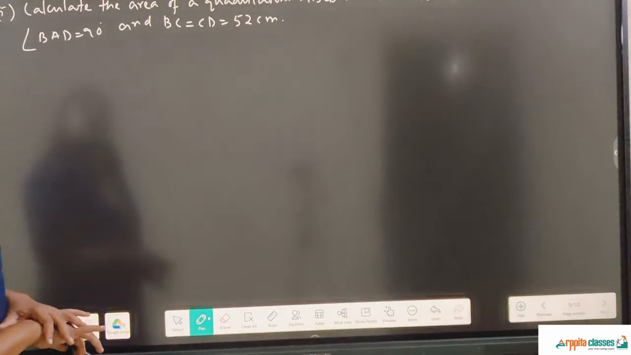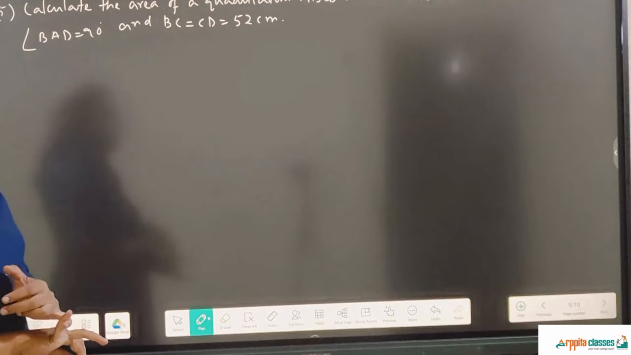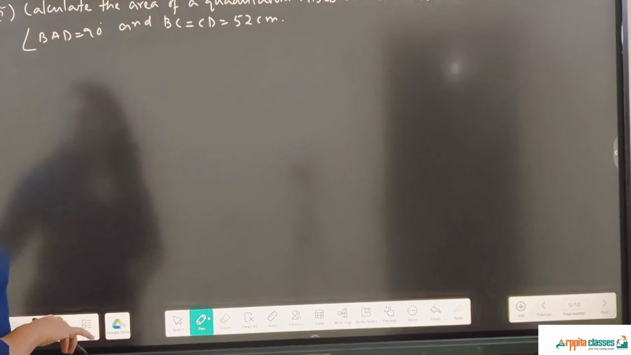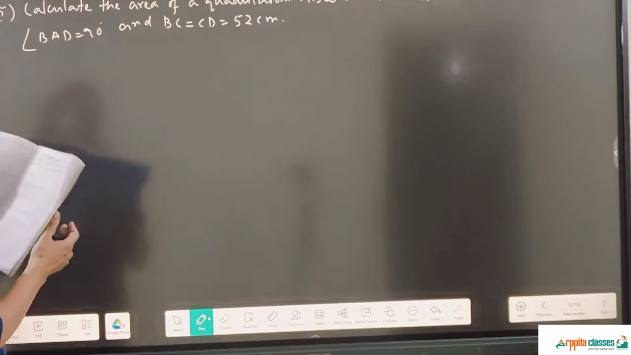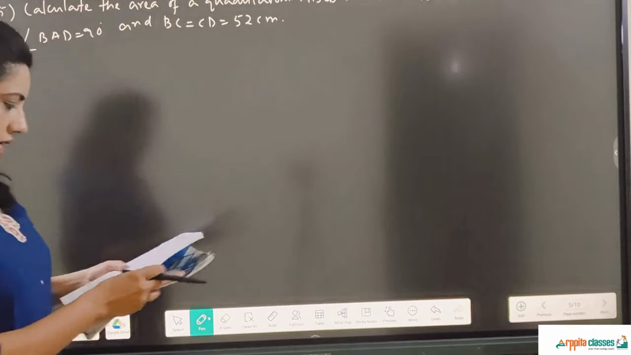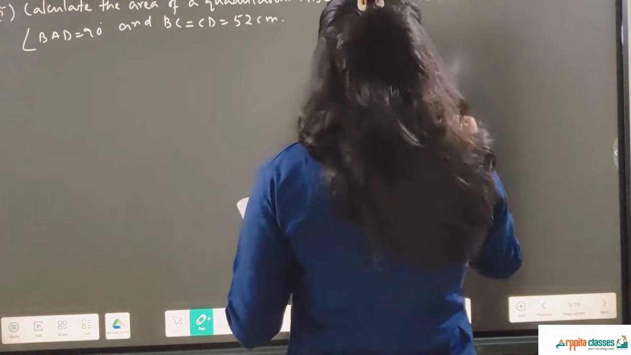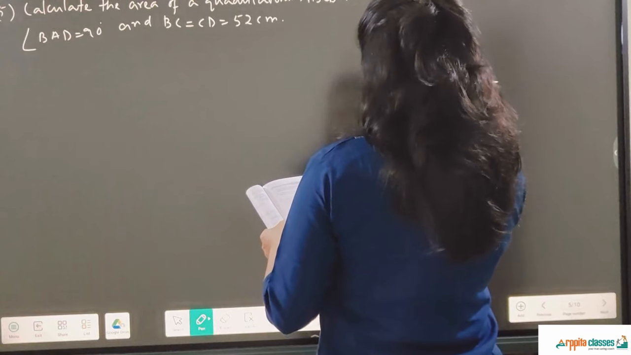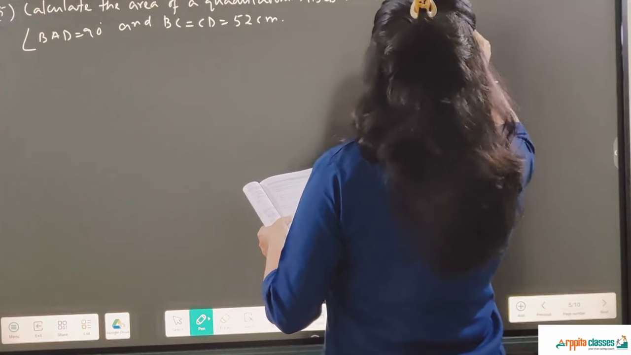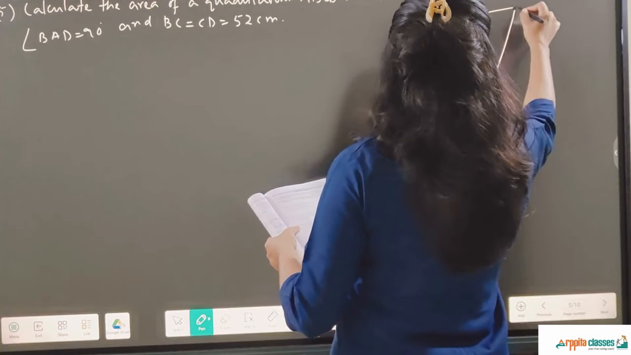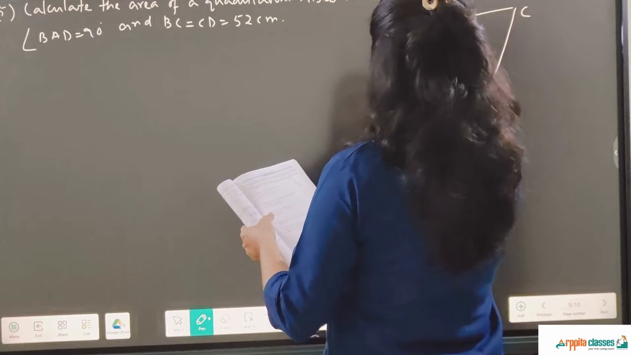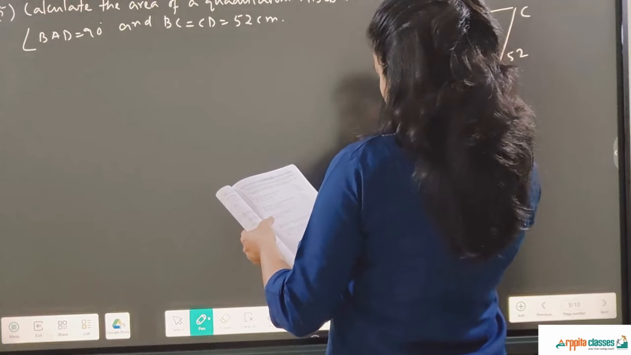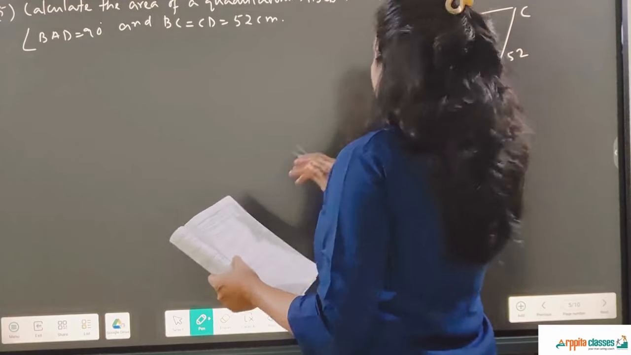Question number 5. Calculate the area of a quadrilateral ABCD in which AB is 24 centimeter, AD is 32 centimeter, angle BAD is 90 degree and BC is equal to CD, that is 52 centimeter. The diagram is given. The diagram is like this. This is A, B, this is C and this is D. This is 52, 52, 24 and 32.